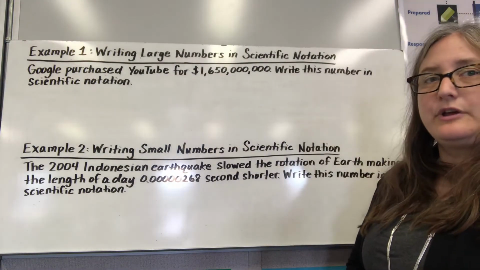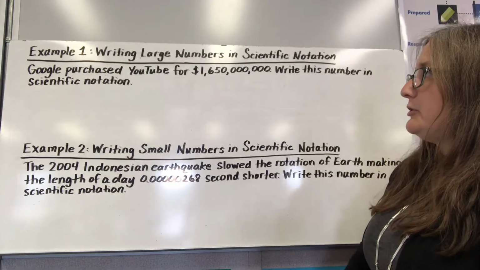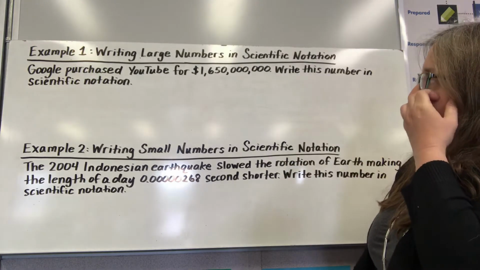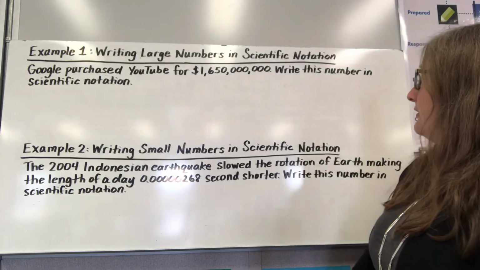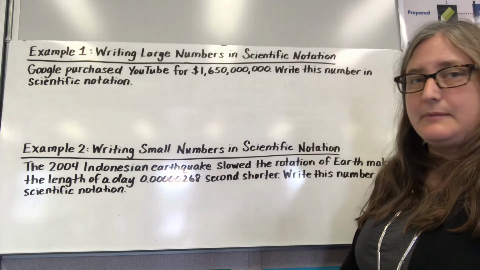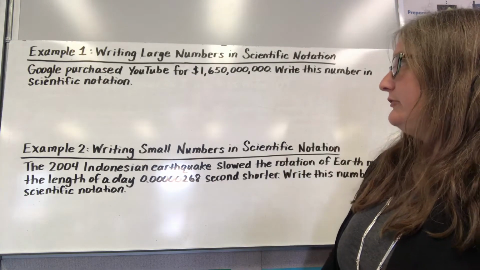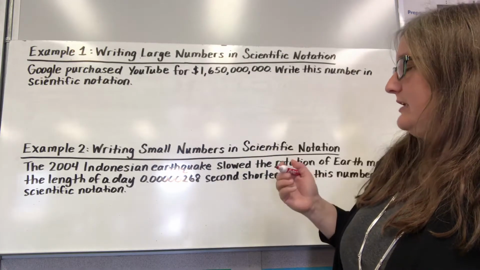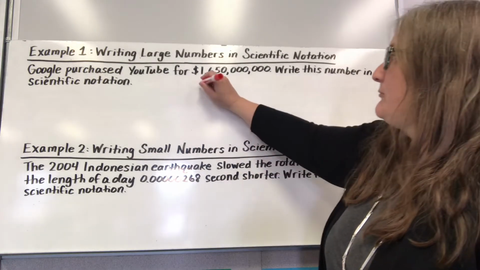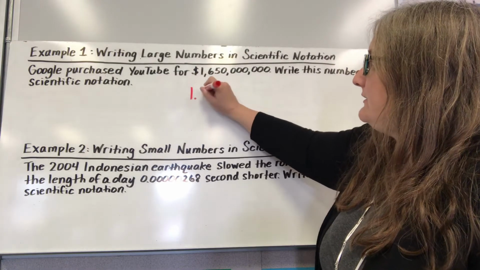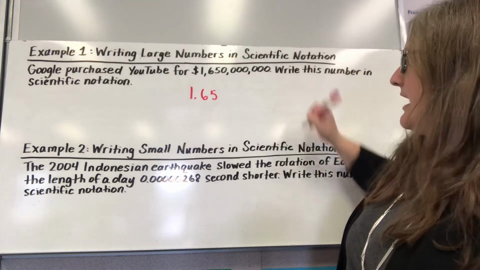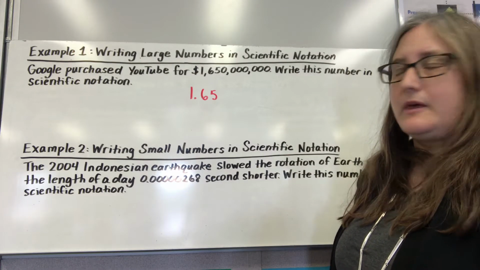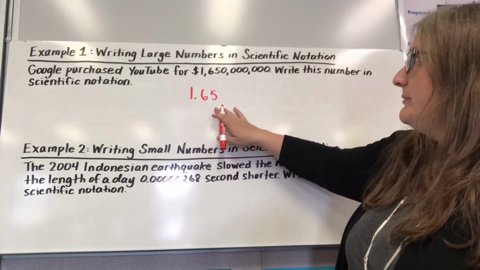All right, so let's take a look at an example. Google purchased YouTube for $1,650,000,000, and they want us to write this number in scientific notation. So 1 is my first non-zero digit, so I'm going to write my factor 1.65, and I don't need to put 0.0000 after in a decimal, so I'm going to leave those off.